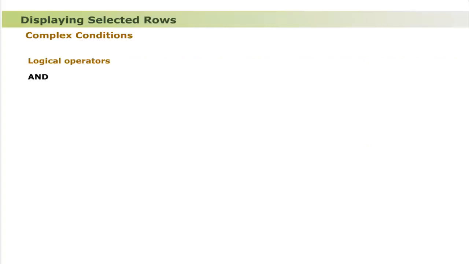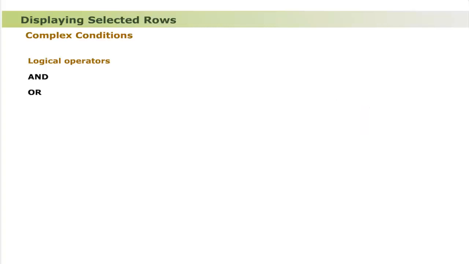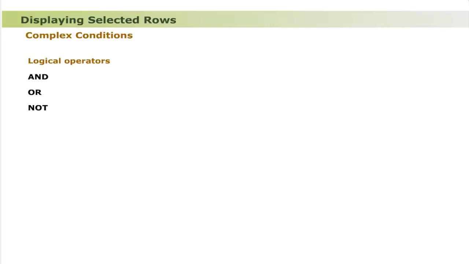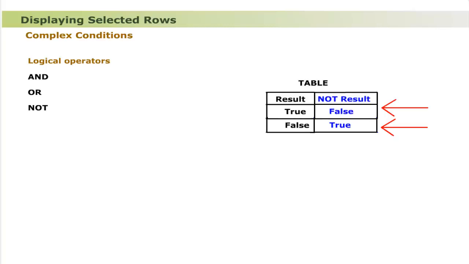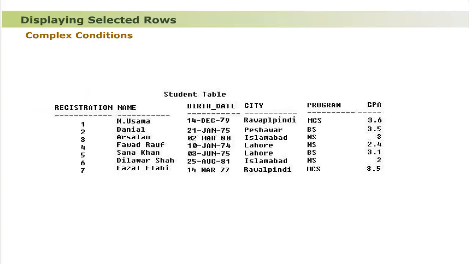The AND operator results in true if both the conditions are true. The OR operator results in true if either of the conditions is true. The NOT logical operator negates the value of a complex condition. Dear learners, many logical operators may be used in a single expression, but the parentheses are cleared first, then AND operators are evaluated from left to right, then OR operators are evaluated from left to right, and the NOT operator is evaluated finally. Dear learners, consider the table student once again.